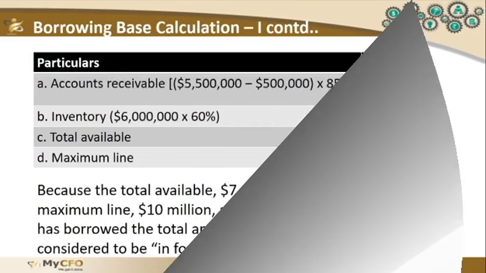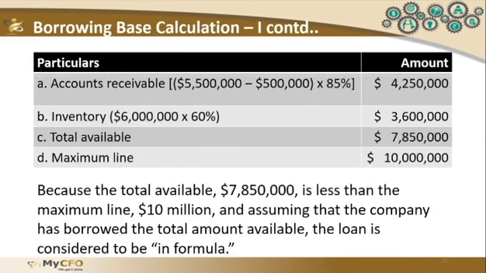So in this case, the AR, after reducing the ineligible $500,000, at the rate of 85% will be $4,250,000. The inventory, 6 million at the NOLV of, say, 60% in our example, so that is $3.6 million. So the total available is $7.85 million, but the maximum line limit is 10 million in our example. So I'm going to be able to borrow only 7.85 because that is my availability for my purposes.